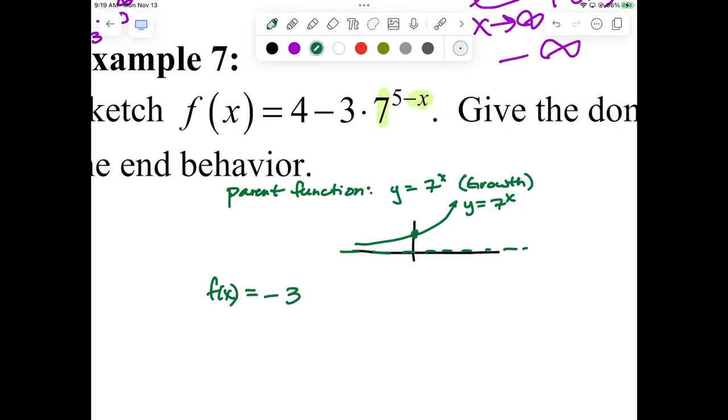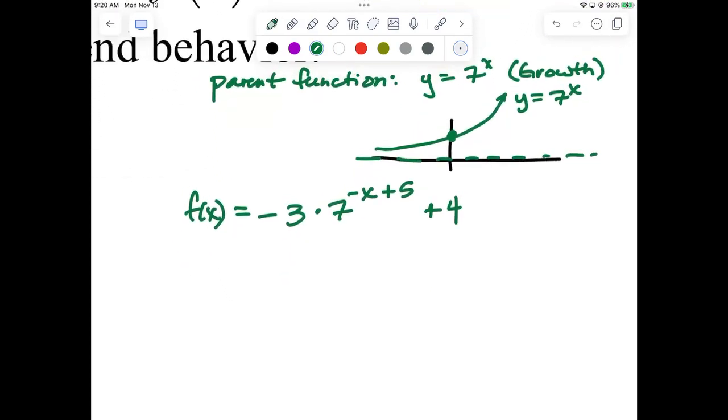Okay, now let's put our equation in standard transformation form, because I don't think it is. The negative 3 is going to be in the front, times 7 to the. In the exponent, I got to put the x first, so it's negative x plus 5, and then the plus 4 goes back down on the ground level, on the back. Is that standard transformation form? No, not quite. There's still something left to do on the inside in the exponent.